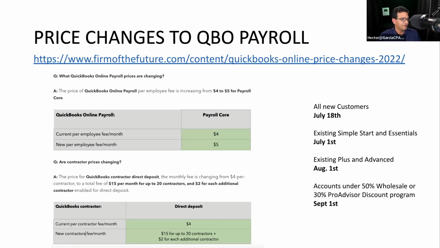The new fee is going to be $15 a month for up to 20 contractors, and then $2 for each additional contractor. So if you have no employees, you have contractors, and you want to pay them through direct deposit and generate a 1099 for them, that's going to be the new cost: $15 a month for the first 20 contractors, plus $2 per additional contractor. So those are the changes on the payroll side, and they all kick in with the same schedule as the previous ones.